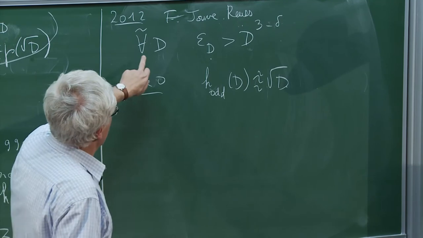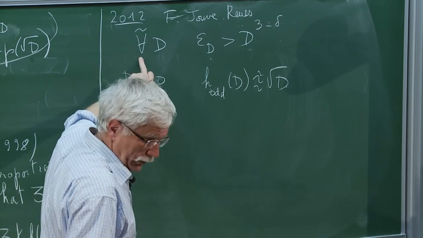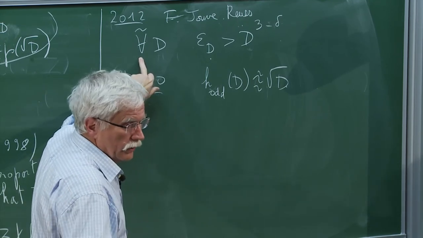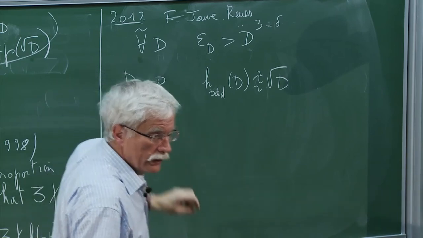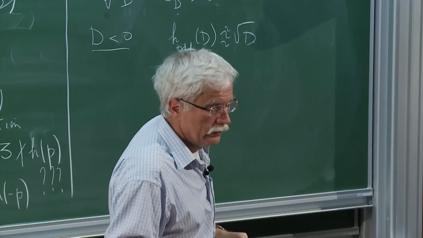This is for infinitely many d, right? This one, no, for almost all d. So this is the sense, right? In the sense of statistics.